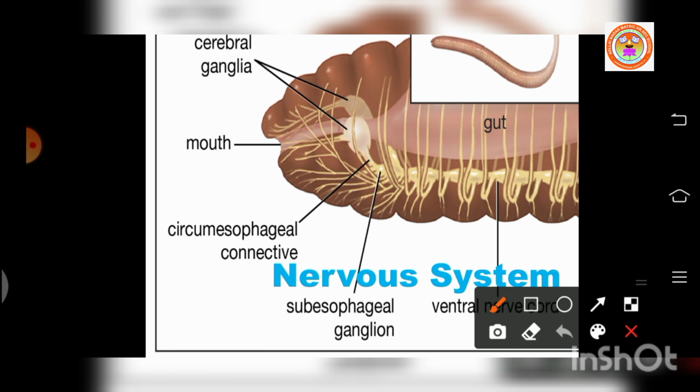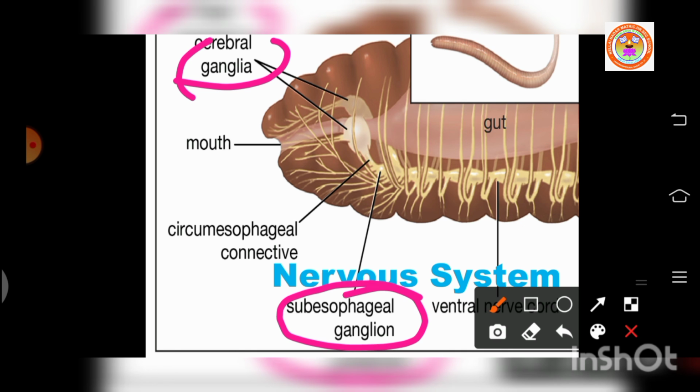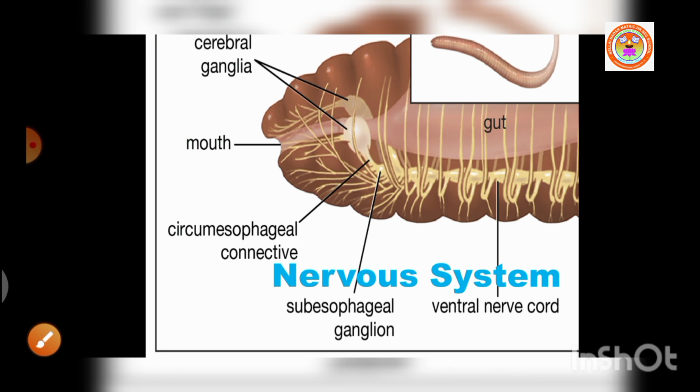Here they are mentioned as cerebral ganglion, subesophageal ganglion, and circumesophageal ganglion. In the book, it is mentioned as suprapharyngeal ganglion, circumpharyngeal connective, and subpharyngeal ganglion. The subpharyngeal ganglion lies below the pharynx and is formed by the fusion of 4 pairs of ganglia. Actually, the ganglia with the nerve cord act as a nervous system.